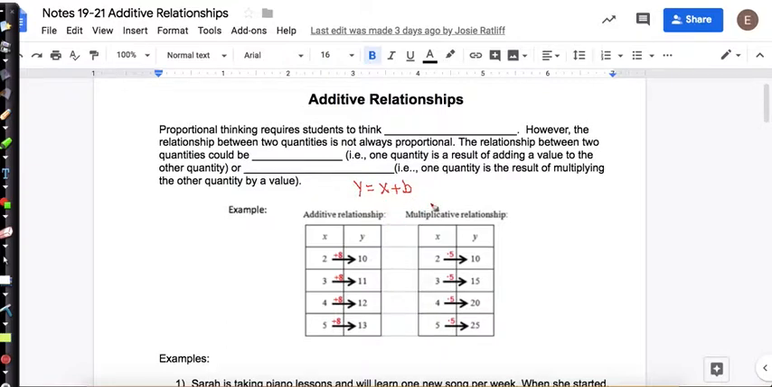And the b, right here, we can draw an arrow. The b represents the y-intercept. And let me circle it since we usually circle it on the graph. So let's circle it. That's the y-intercept. Okay.